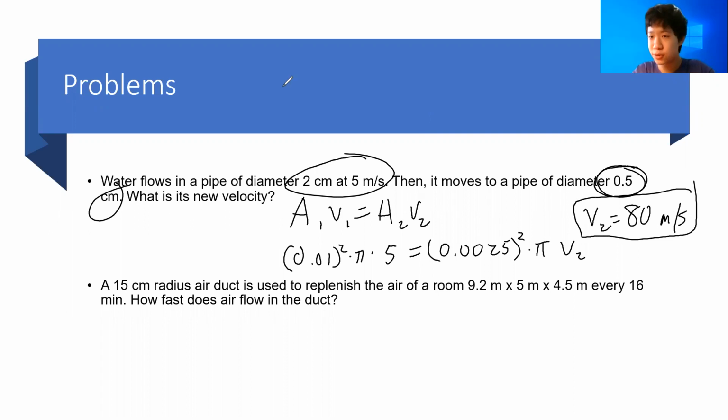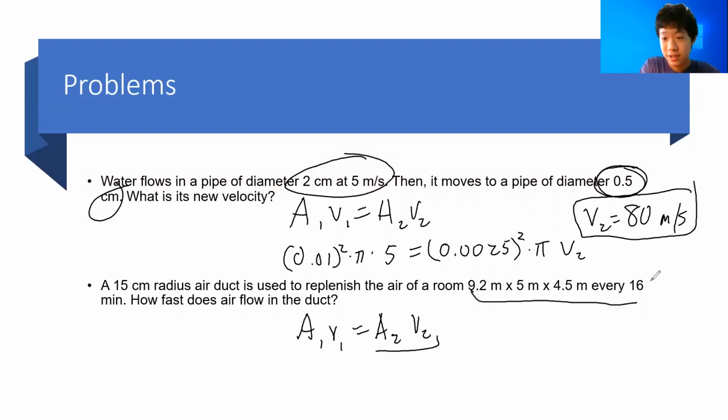Now for the second one, it's a little more tricky because it's not in a pipe anymore. We have to consider the air in a room. For this problem, you have to adjust the situation so that you can work with the equation of continuity, A1 V1 equals A2 V2. There's not really an A2 V2 in this situation, so we have to change up the situation so that we can apply the equation of continuity. So how would we do that?